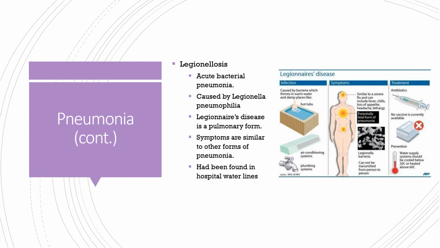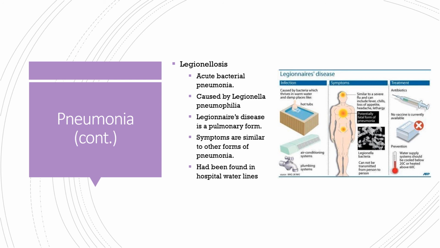We're coming into the home stretch here. We're just going to finish up our discussion on pneumonia by talking about legionellosis. Legionellosis is a type of acute bacterial pneumonia, and it is caused by Legionella pneumophila. It is a pulmonary form of legionellosis, and it got its name because of an outbreak at an American Legion convention in Philadelphia in 1976.